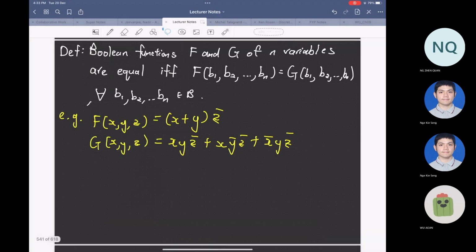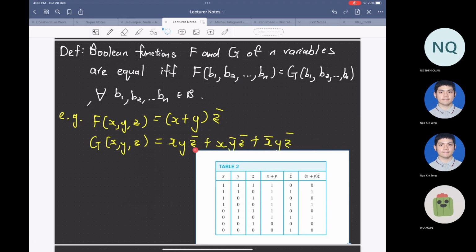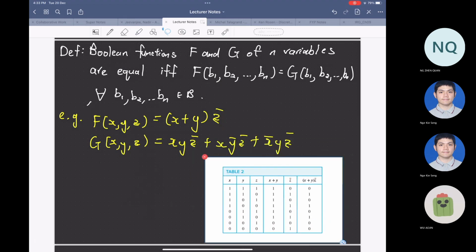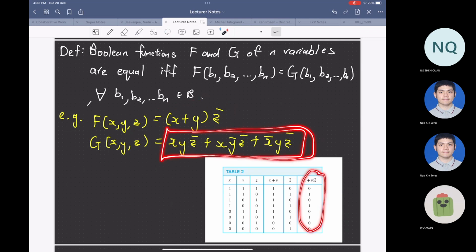Table here. So you can go and compute the output of this and then compare with the output of this. If they are the same, then they are the same function. Okay. So you need to compute the output here. Here we already got the output, but you need to work out this one.